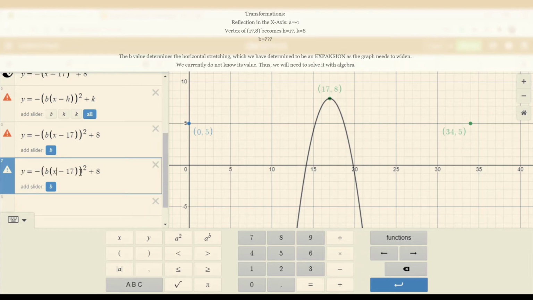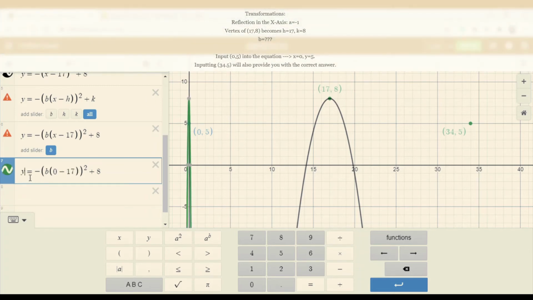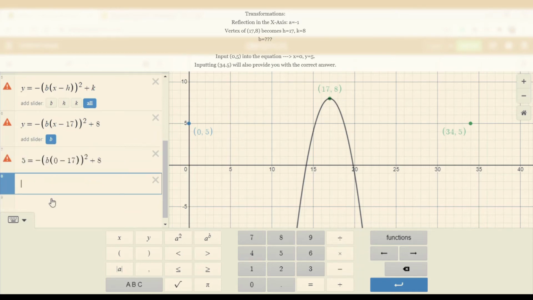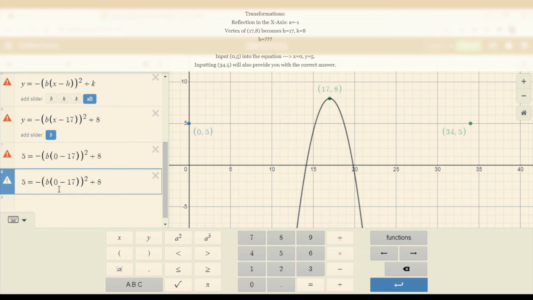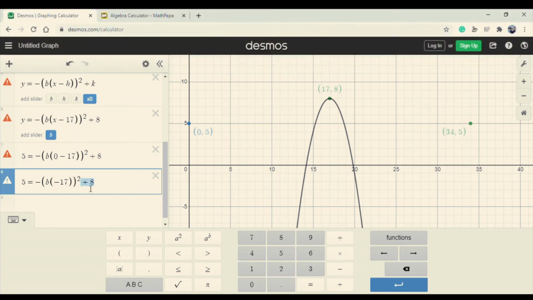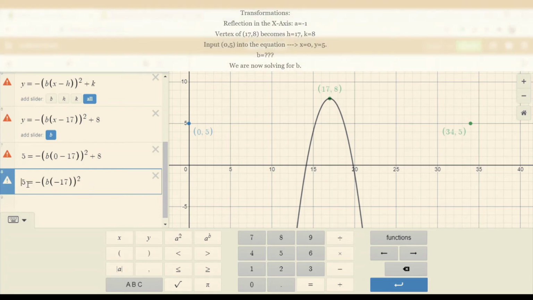That's a bit hard, but we can actually get rid of the x and y value right away because you have a point (0, 5) here. You can input this into the equation. x is 0, y is 5. And this can be simplified a lot more to make it easily solvable. First of all, 0 minus 17 is just negative 17. You also have a plus 8 here. Bring this to the other side. 5 minus 8 just becomes negative 3.